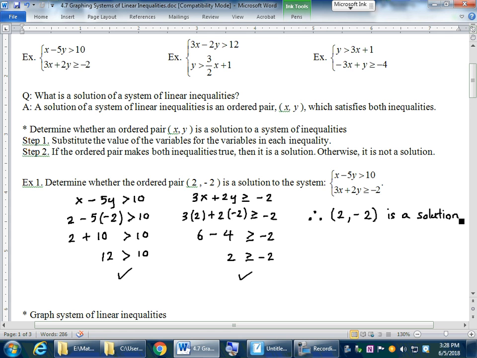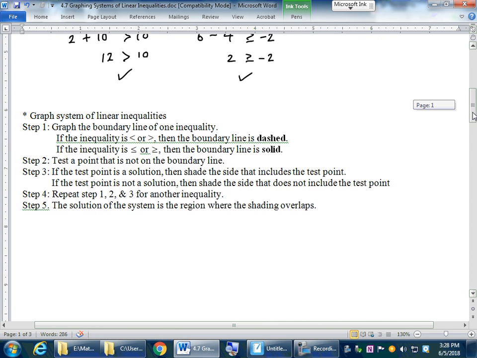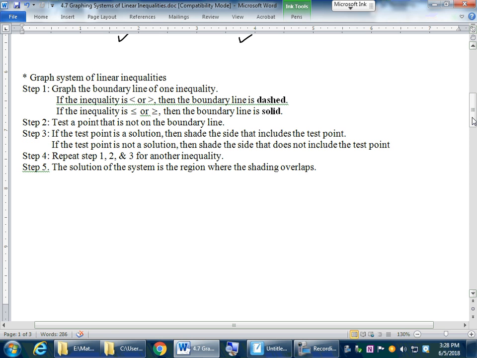A system of linear inequalities has many solutions, so we need to know how to find those out. We're going to represent them by graphing methods, graphically. You need to remember that greater than or less than symbols are dashed lines, and less than or equal to, or greater than or equal to, are solid lines.